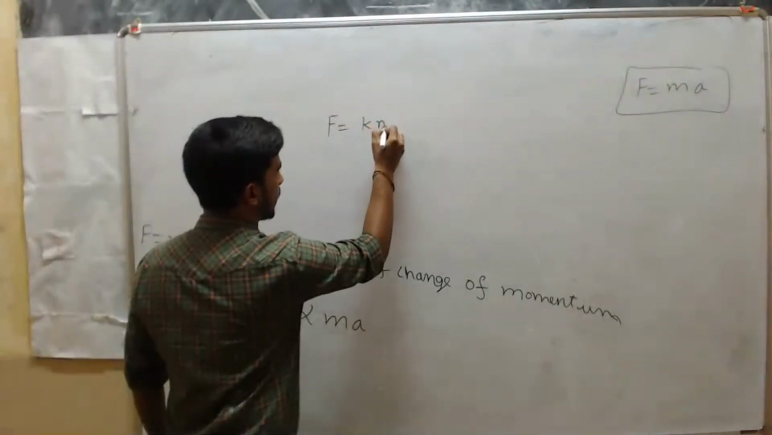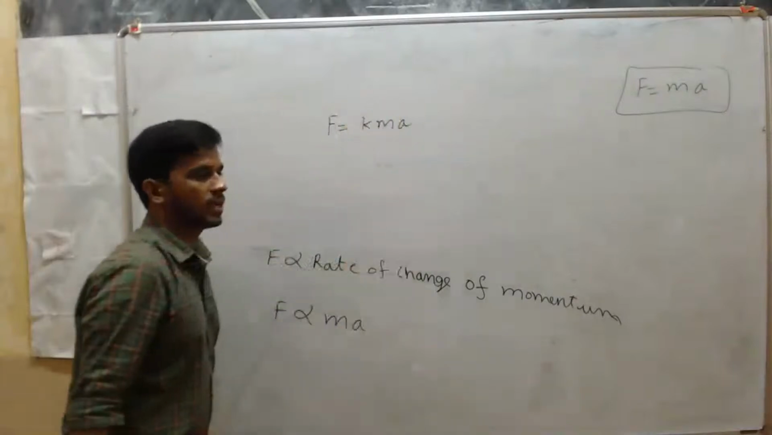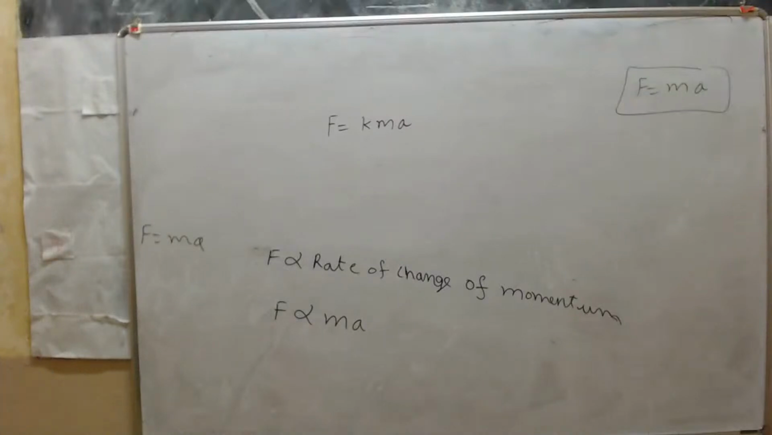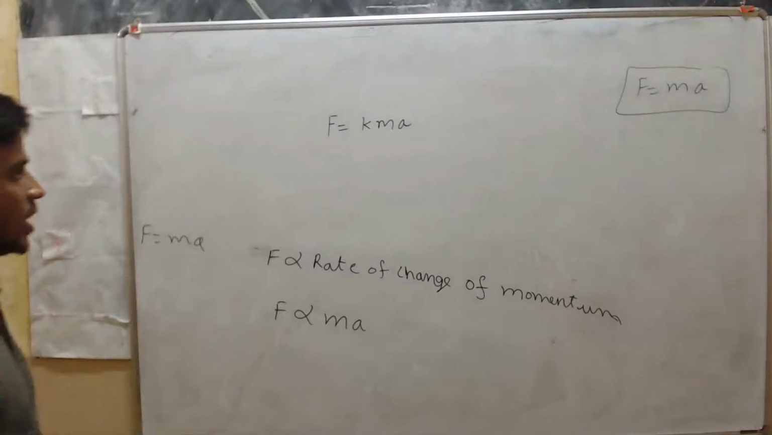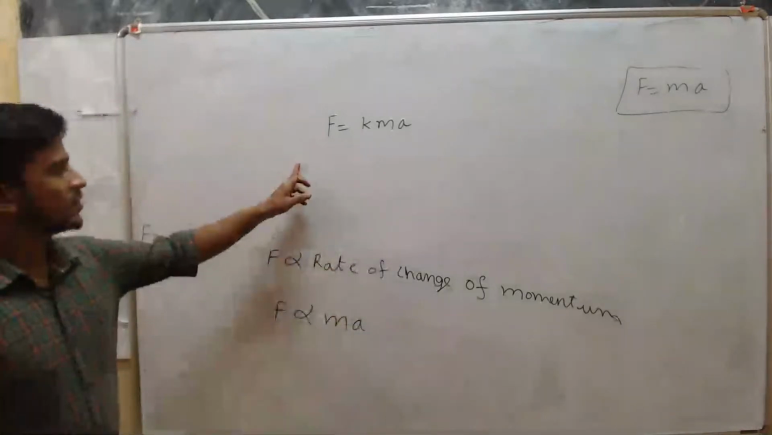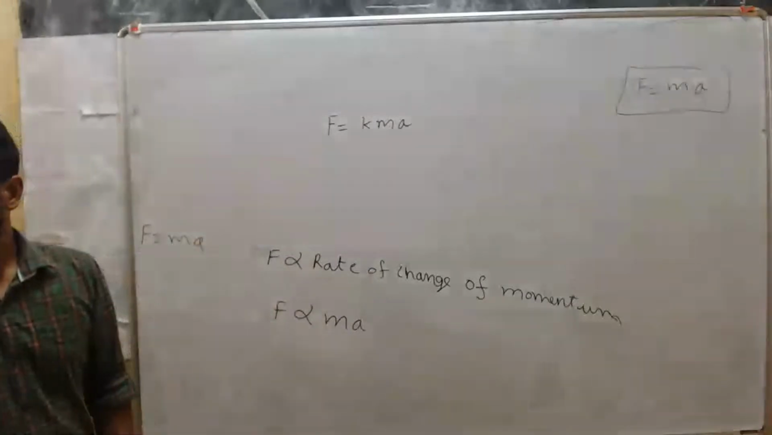To do this, we should introduce one constant, that is F is equal to k into m into a. Here, k is the constant of proportionality. Now we should remove this k. How to remove this k? We need F is equal to m into a.